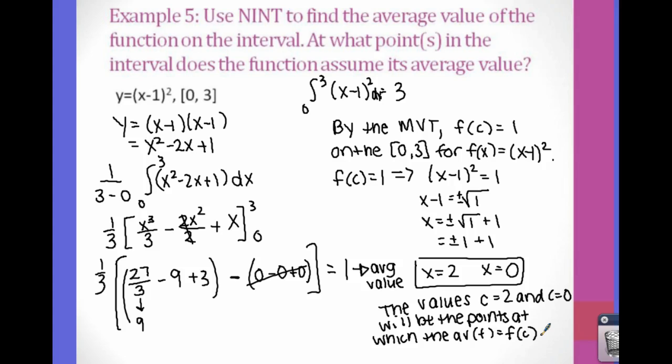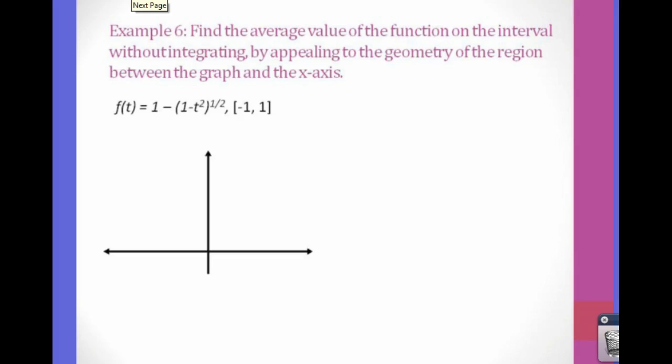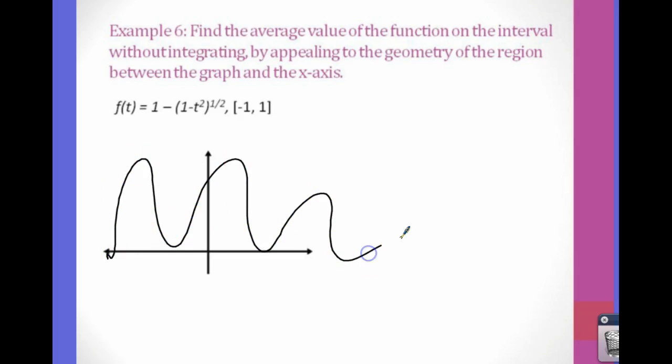Let's do 6, and then we'll be done, and we'll make all the conjectures tomorrow as a good summary, because that's what they are. So find the average value of the function on the interval without integrating. So again, if we do it without integrating, we're appealing to the geometry of the region. So we have one, oh wait, we did this one. You're good. Yep, you're good. I forgot I moved my example up earlier in the lesson.